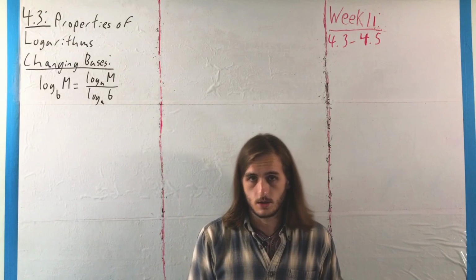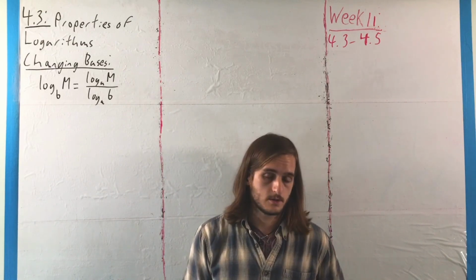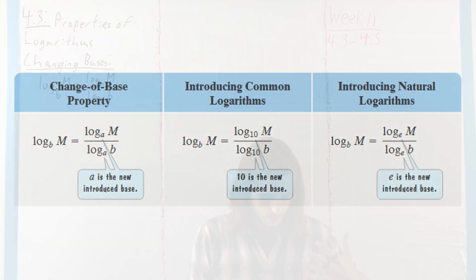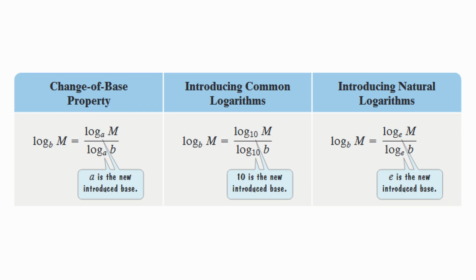So in particular, if we want to deal with common logarithms and natural logarithms, we could say that for any base b, the logarithm base b of m is equal to the log base 10 of m over the log base 10 of b, or the logarithm base b of m is log base e, that is the natural logarithm of m, over the natural log of b.